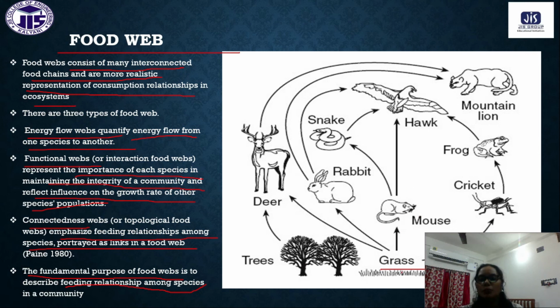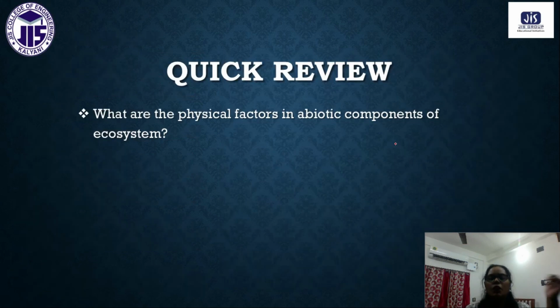You can see, from the grassland ecosystem to the forest ecosystem, how they are interconnected with each other. This, taken as a whole, is called the food web. Okay, now this is the last topic, a quick review. I have one question: what are the physical factors in the abiotic components of the ecosystem?